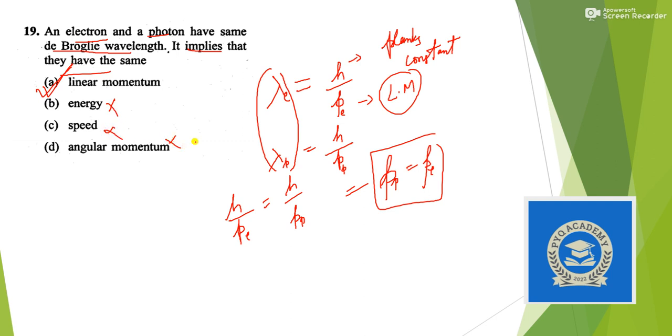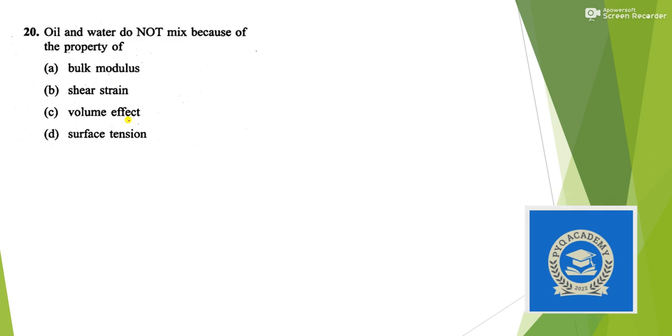These are wrong options. Next, oil and water do not mix because of which property? This is also from higher NCERT. The answer is surface tension, but remember this question, it has been asked in various examinations. So the answer is option D.